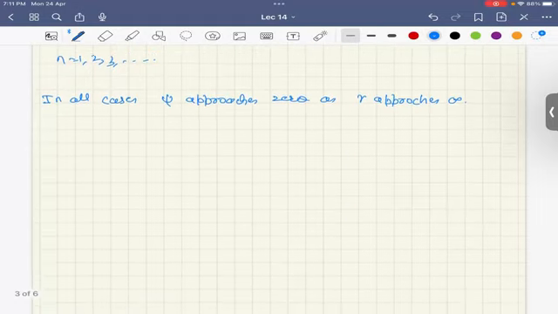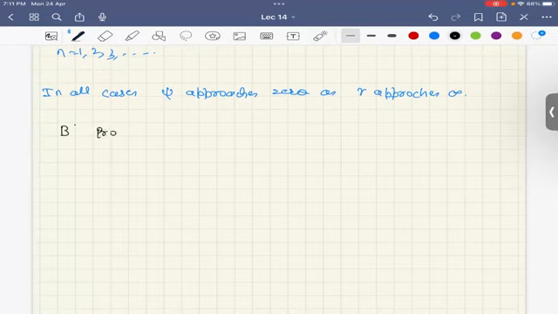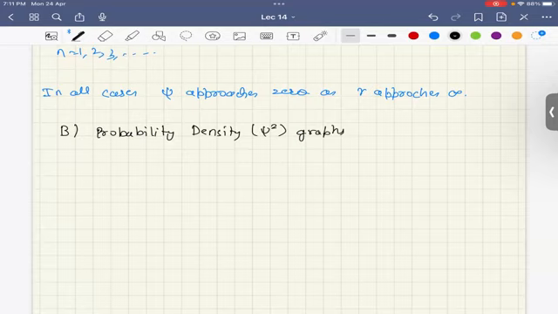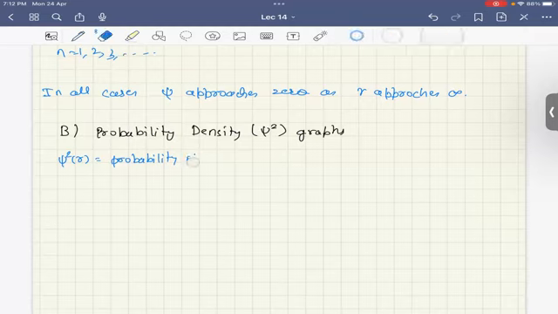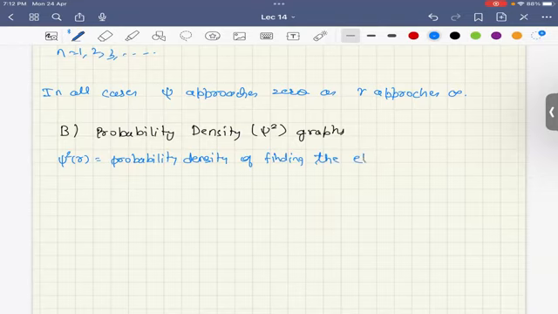So part B is going to be probability density graphs. What is probability density? It is nothing but psi square. According to the German physicist Max Born, the square of the wave function gives the probability density of finding the electron at a particular point. Probability density of finding the electron at a distance of r from the nucleus.